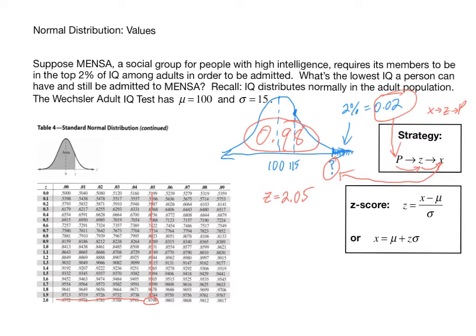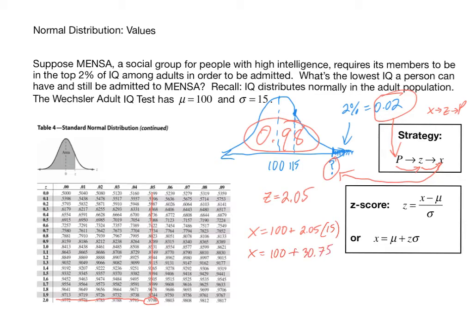Our raw data value, which is where we want to end up, is equal to mu, well, the average score was 100, plus the z-score we just found was 2.05, and sigma is 15. This will now give us the lowest possible score for which you could still be admitted to the social group known as Mensa. And if you do the arithmetic, we get x equals 100 plus 2.05 times 15 is 30.75.